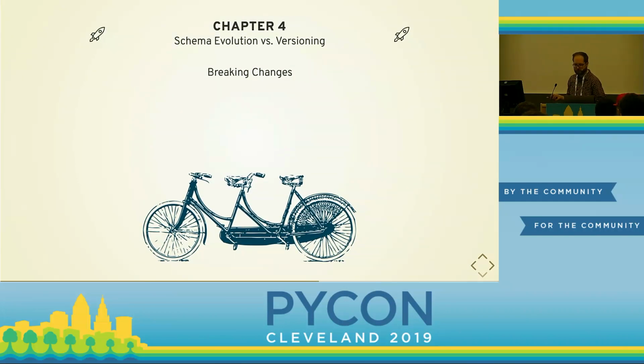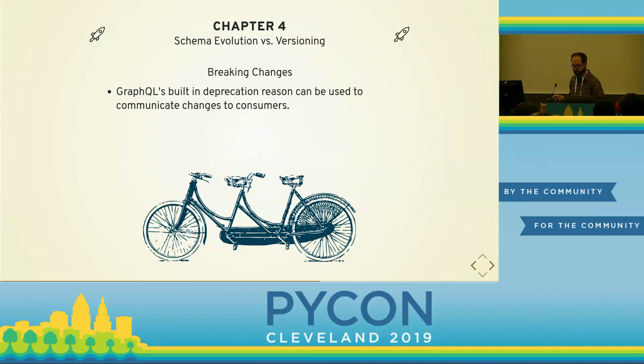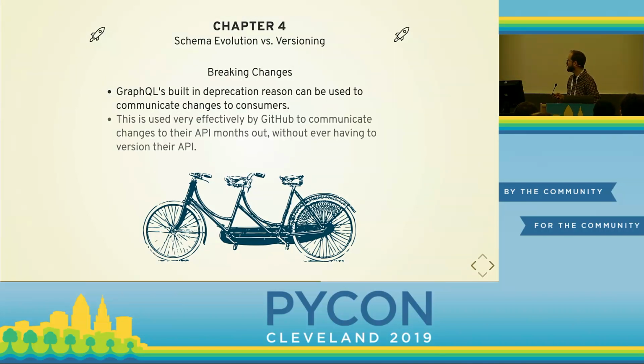So inevitably, we're going to need to make a breaking change to our API. GraphQL's built-in deprecation reason can be used to communicate changes to consumers. GitHub does a really great job of this. We can take a look at that in a little bit. They have all of the changes that are going to be breaking to their API scheduled months out without ever having to version their API.